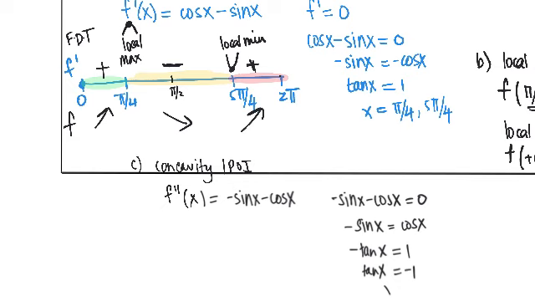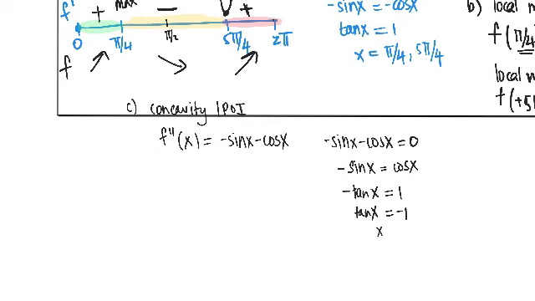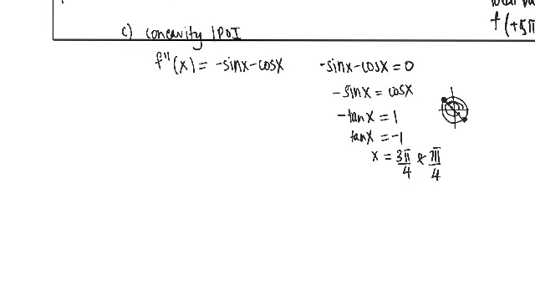So then x would be equal to, in this case, 3 pi over 4 and 7 pi over 4, right? So these are on the unit circle, tangent is negative here and here, -1. So 3 pi over 4 and 7 pi over 4. Okay, so let me show you how I would set up this sign chart for f double prime to make sure we don't make a mistake.